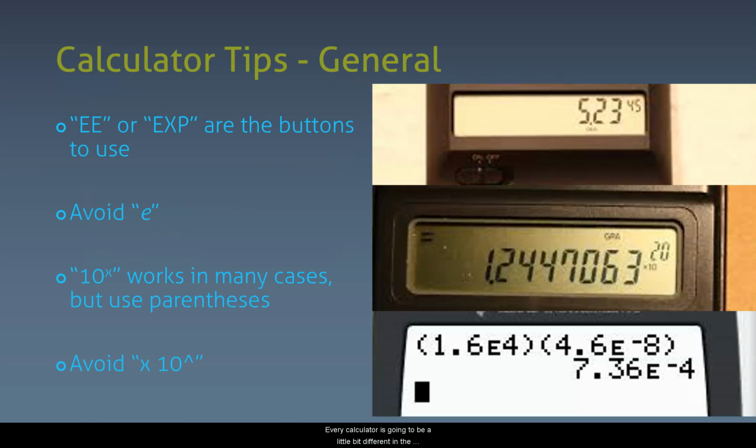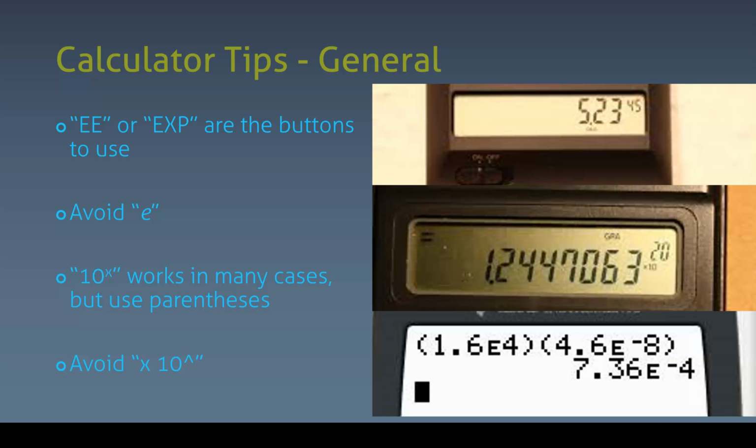Every calculator is going to be a little bit different in the way that it displays numbers in scientific notation. In general, when you're inputting numbers in scientific notation, you're going to be looking for a button that's labeled with 2 capital E's or that says EXP, usually in all caps. A lot of the times you'll also see a button that has a lowercase cursive e. That is a different constant number. It has to do with logarithms and not scientific notation. So don't use that button. It'll mess everything up.